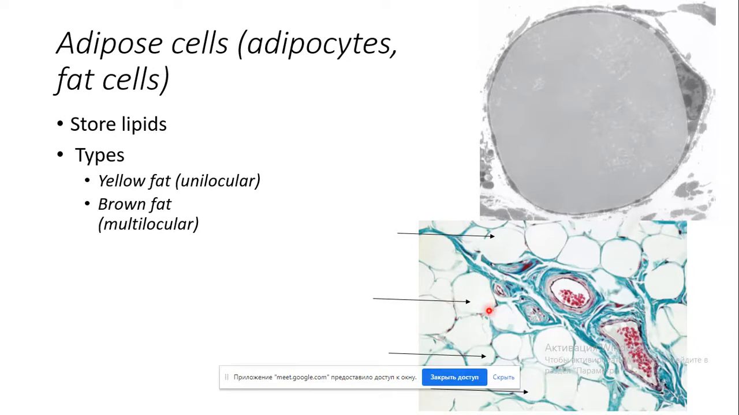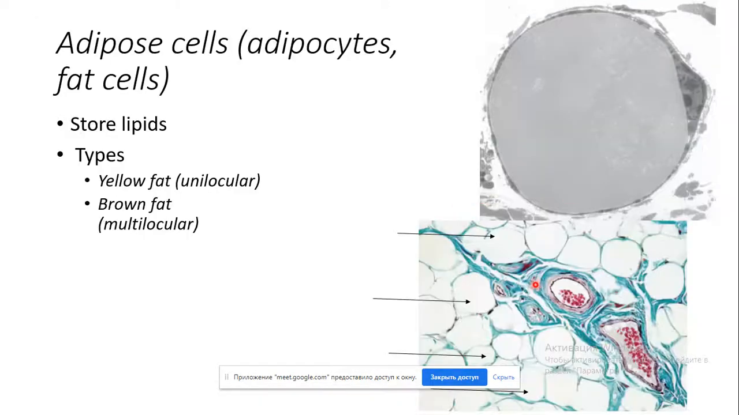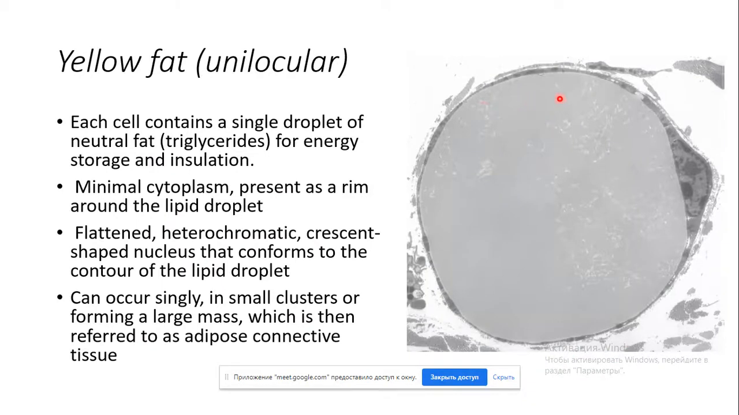So peripheral located nucleus, thin cytoplasm, and white media, like white middle compound of the cell. Directly in the middle, we have only fat. Actually, we have two types of adipose cells: yellow fat and brown fat. Yellow fat, so all these features we discussed before, they are about yellow fat.